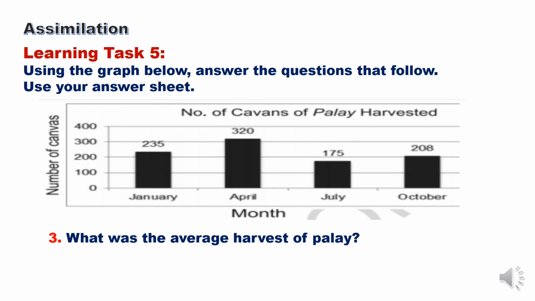Number 3. What is the average harvest of palay? If you want to know the average, just add 235 plus 320 plus 175 plus 208, then divide by 4, and that is the average.